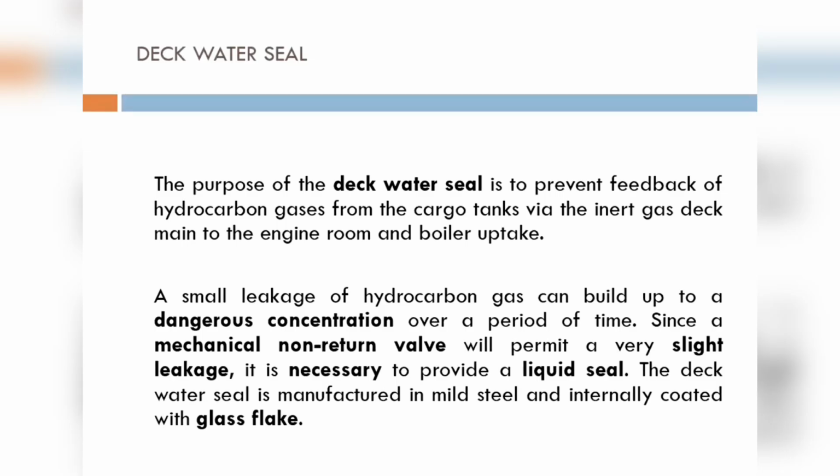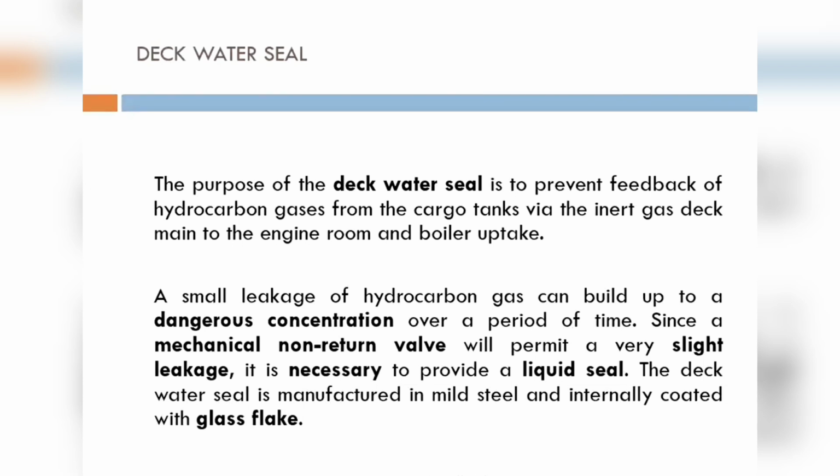The engine room is a safe area, that's why we are running all the machineries, doing all the hot work, running the boiler and the main engines, so much heat is generated, so much oxygen is there. So the only thing missing there for a fire to take place is the cargo vapors, hydrocarbon vapors. So if we allow these vapors from the cargo side to go towards the engine room, your fire triangle will be completed, and the chances of fire and explosion definitely arise. A small leakage of hydrocarbon gas can build up to a dangerous concentration over a period of time.